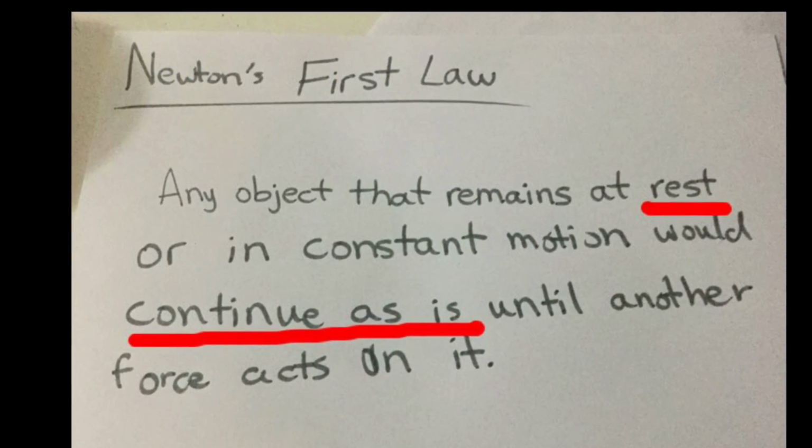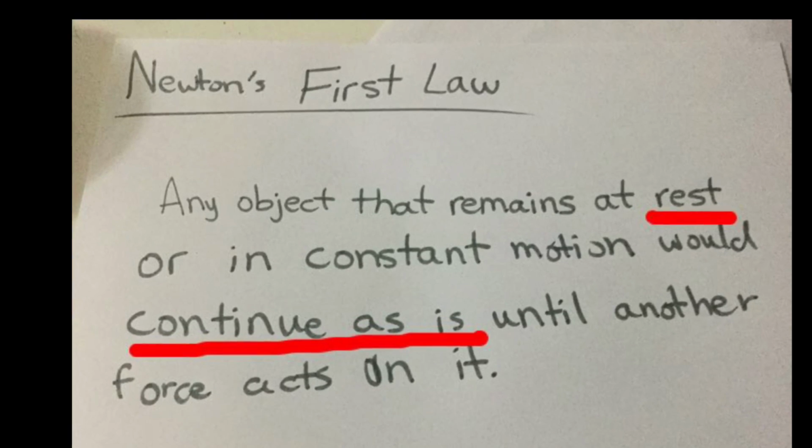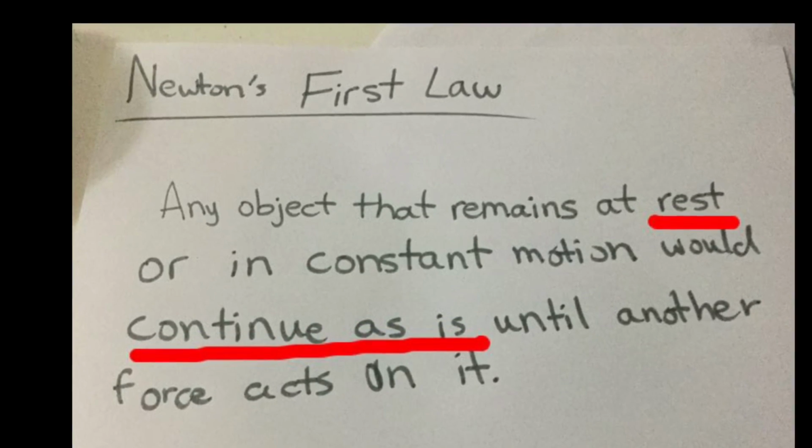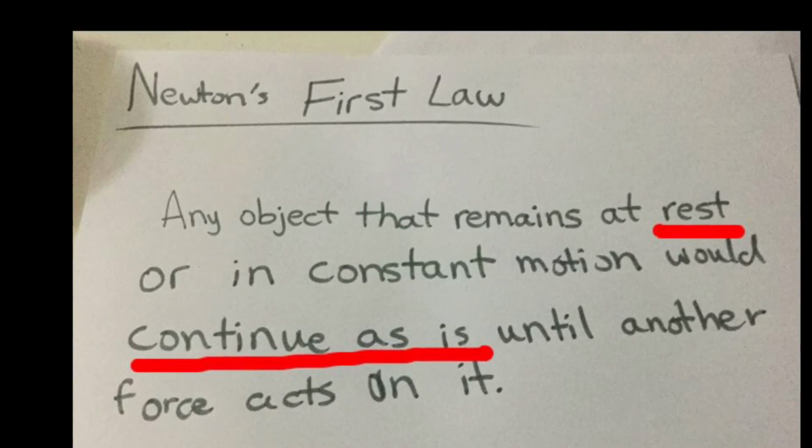This example supports Newton's first law of motion because the car is at rest with an F net of 0, and it will stay that way until another force pushes it or pulls it away to a new, different velocity.